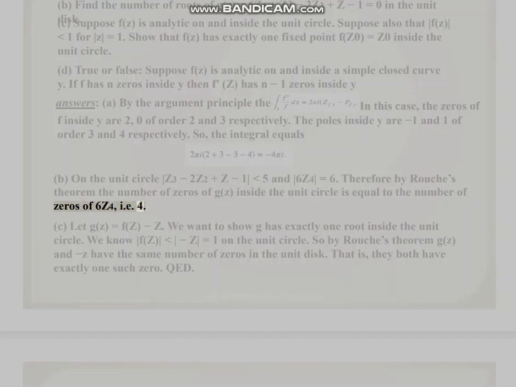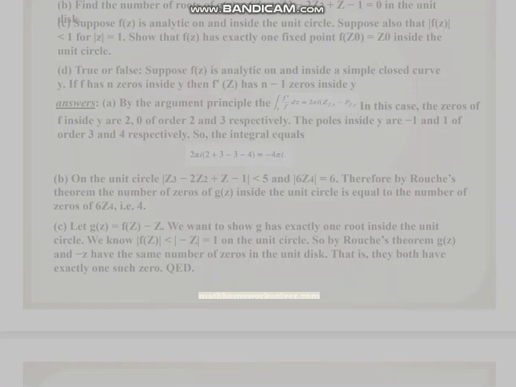4. C. Let g(z) = f(z) - z. We want to show g has exactly one root inside the unit circle. We know |f(z)| < 1 = |z| on the unit circle. So by Rouché's theorem, g(z) and -z have the same number of zeros in the unit disk. That is, they both have exactly one such zero. Q.E.D.